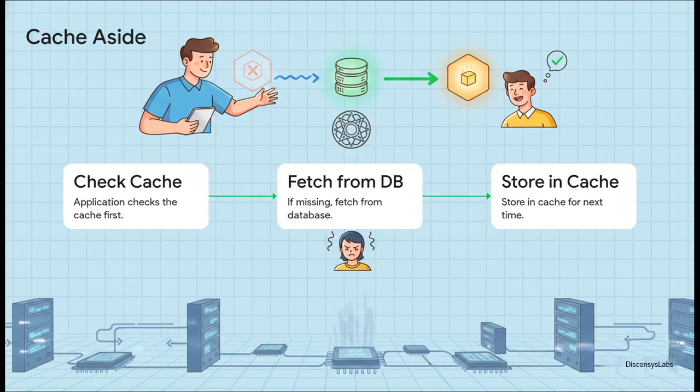Let's move to the cache aside strategy, often called lazy loading, and see how this builds on what we talked about earlier. The app checks the cache, and if the data is missing, it grabs it from the main database and then saves it in the cache for next time. It's essentially that cache miss flow we just went over. Super common, but it does mean that first user always takes a slight performance hit.